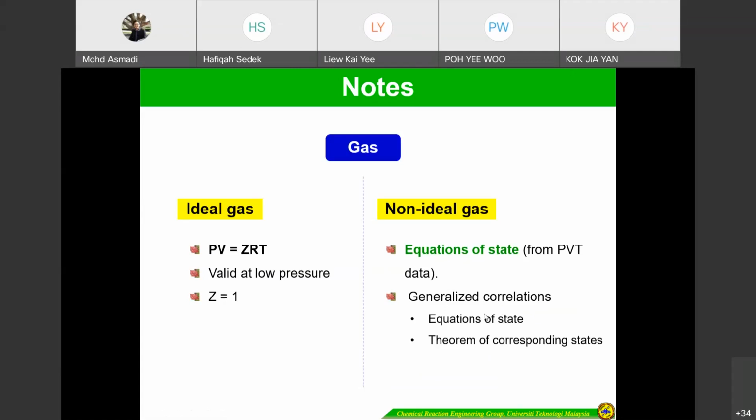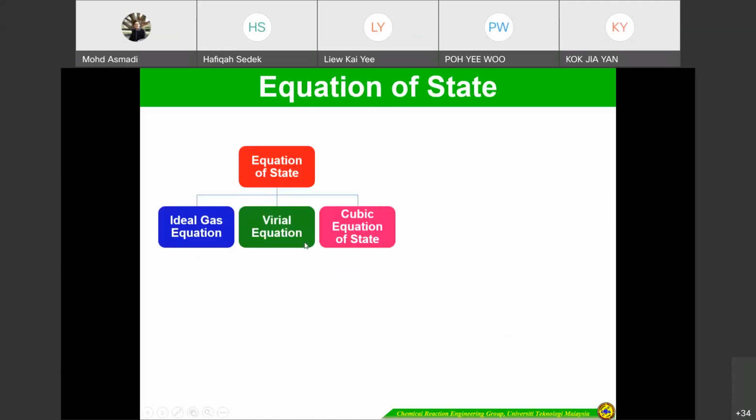Theorem of the corresponding state is just like Z equal to Z naught plus omega Z prime. There is omega there, the eccentric factor. Some equations have an eccentric factor and some equations don't. So you have to know how to differentiate, how to use the equation. So what is the difference? Okay, clear. So this is the equation of state.